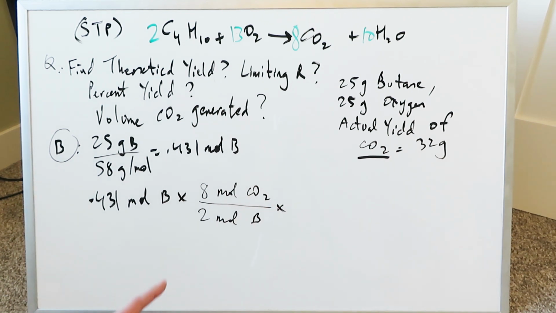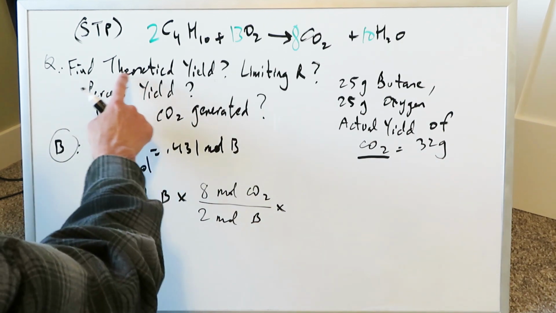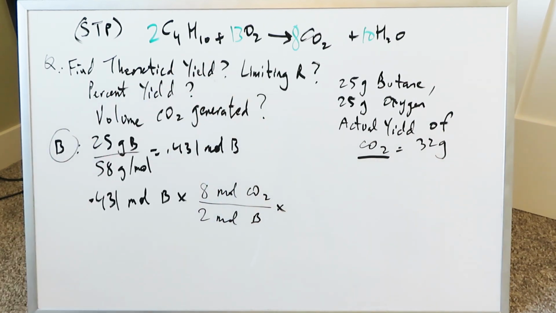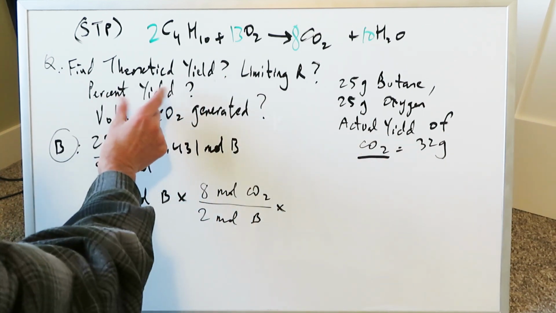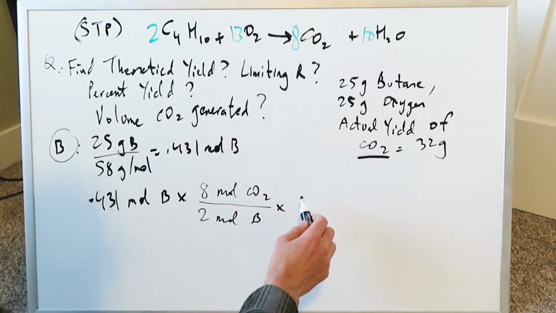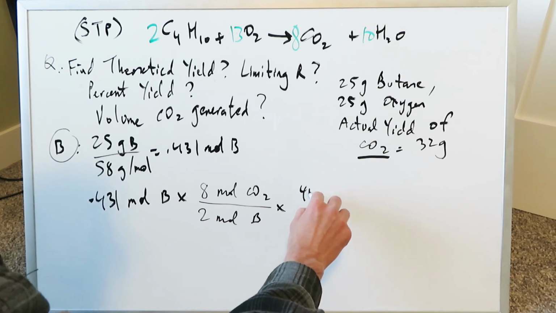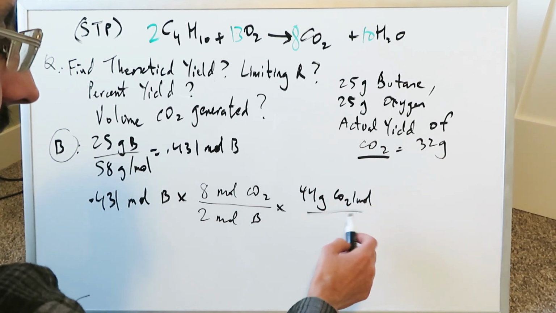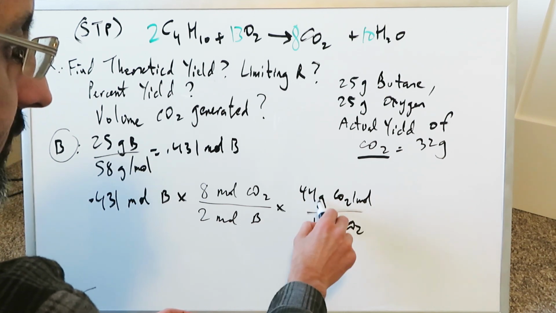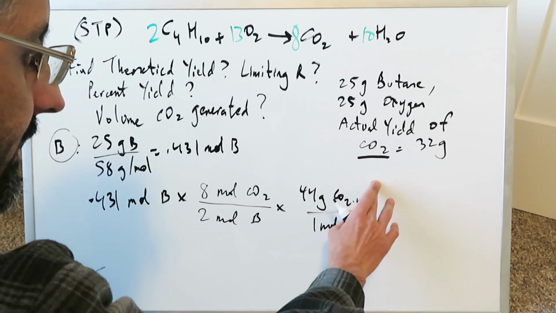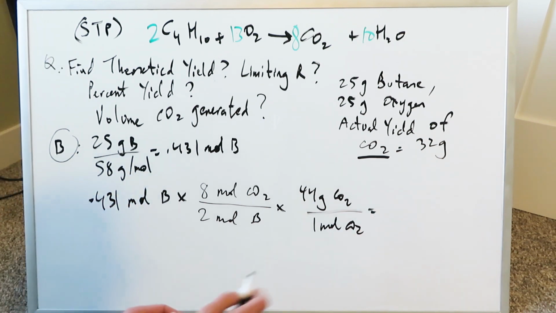I'm trying to determine here the grams of carbon dioxide generated because that'll give me my theoretical yield. If this reaction was carried out under perfect conditions and efficiency, we would have a theoretical yield. We would compare that theoretical yield with this actual yield, 32 grams, to determine our percent yield. And each mole of carbon dioxide is 44 grams per 1 mole CO2. We could have written that a little better, but let's just keep it as this.